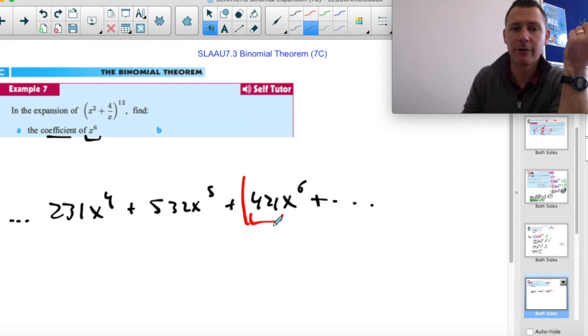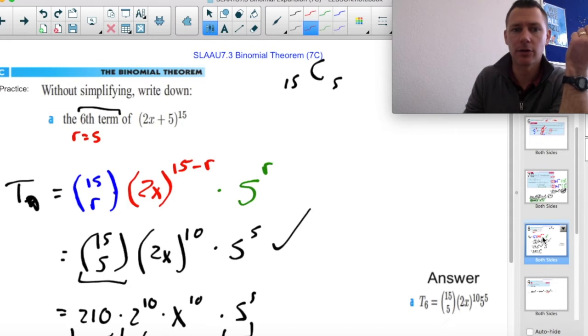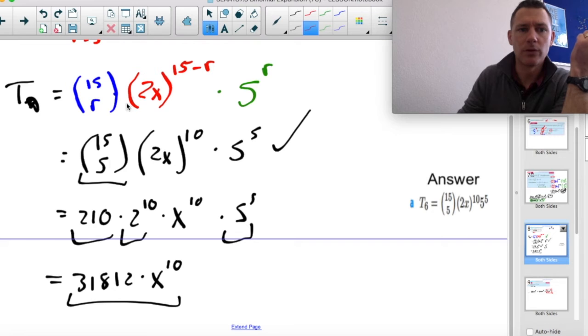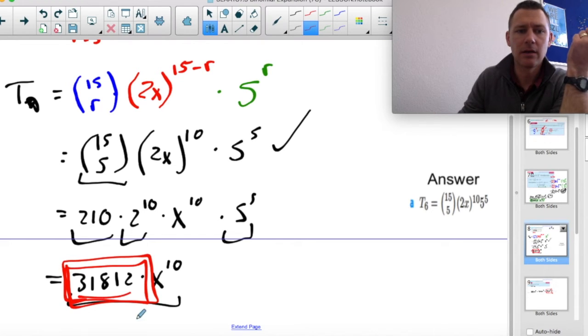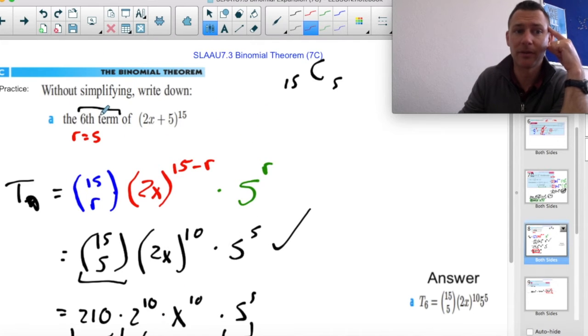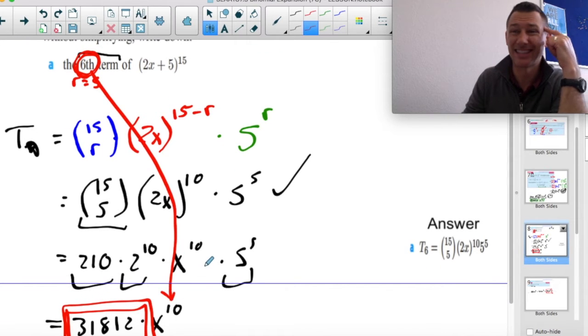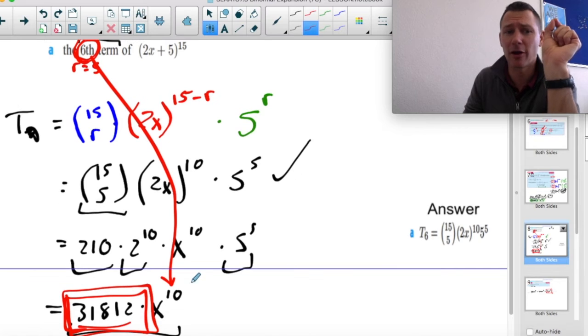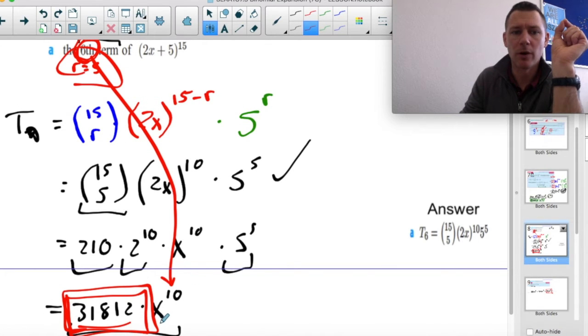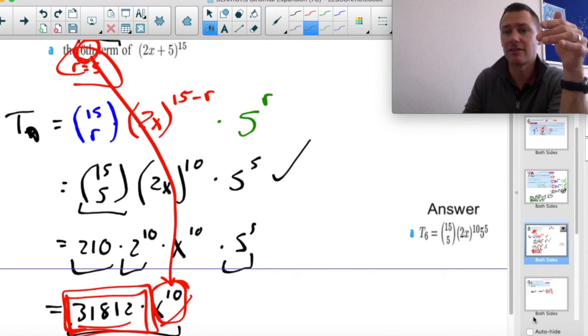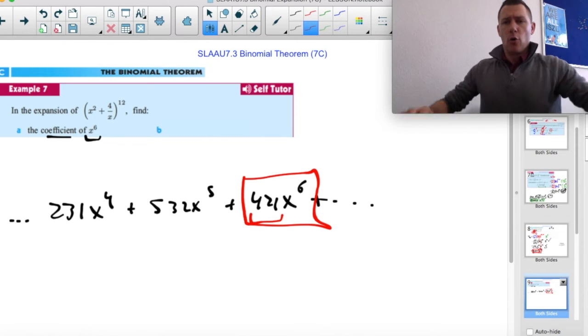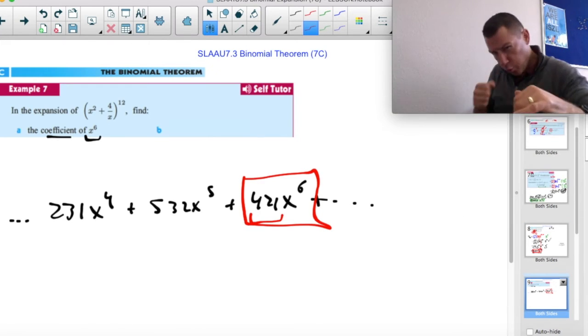Okay, so we got to figure out this term just like we did here, and then we simplify and we steal just the stuff in front of the x to the 10th. The only problem is here they asked me for the 6th term, which wasn't x to the 6th, it was x to the 10th. So we got to do something to figure out the r value that'll give us x to the 10th. Okay, shake it out, breathe through it.